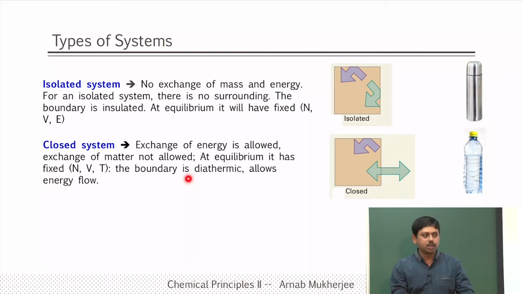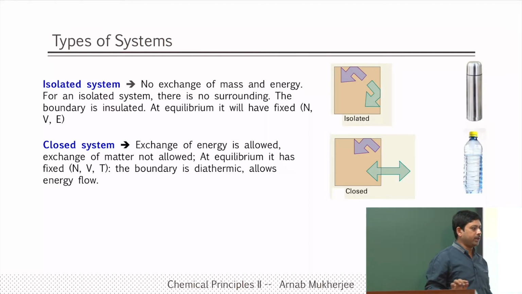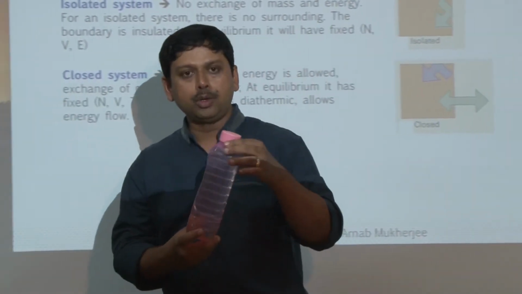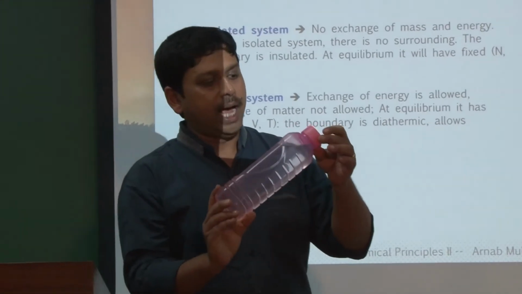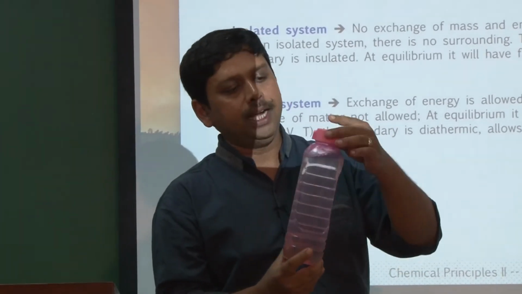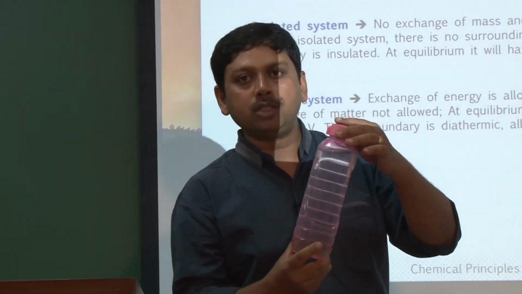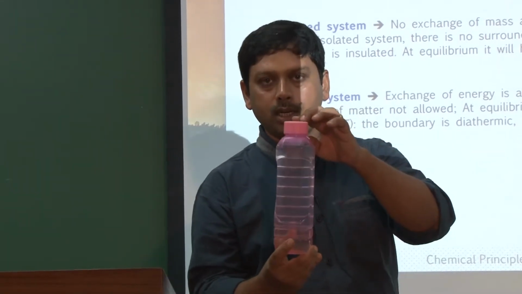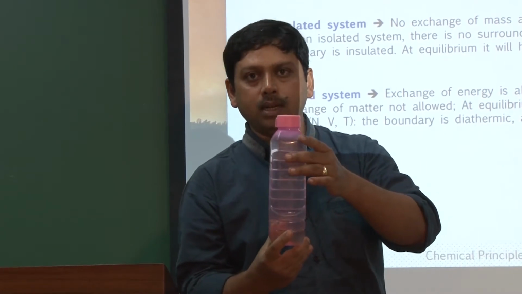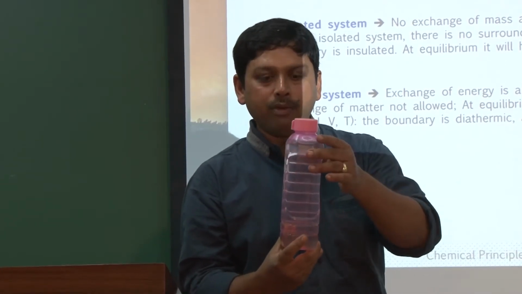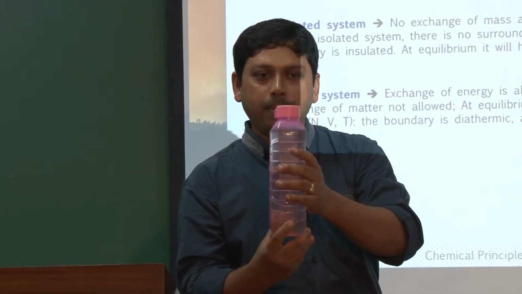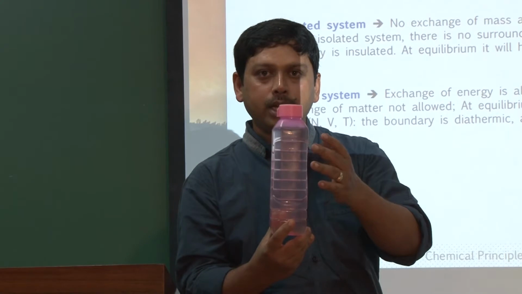An example of a closed system is this particular bottle, which allows the exchange of energy, although you can see that the bottle is pretty closed, and what we mean by closed is that no mass will be transferred outside of it. If we have 1 liter of water in the beginning, it will remain 1 liter after some time also. Right now I can feel that the water is hot, but after some time it will cool down.